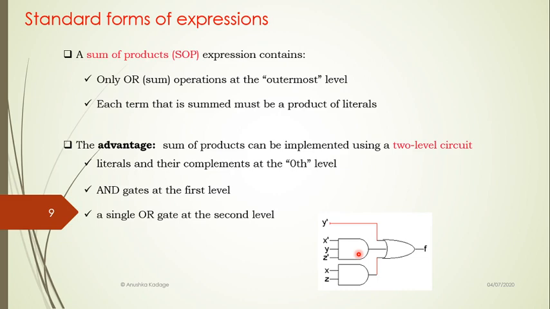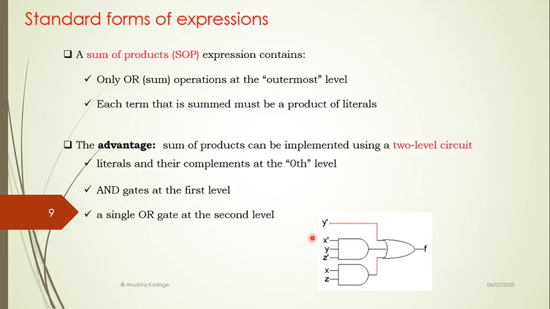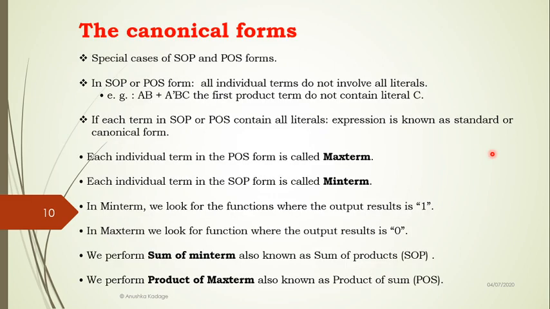So let's see that this particular expression has the variables as the 0th level, AND gate presence as the first level, and OR gate presence as the second level. So we are saying that sum of products are implemented by using two level circuits. Now, canonical forms are special cases of sum of products or product of sums.